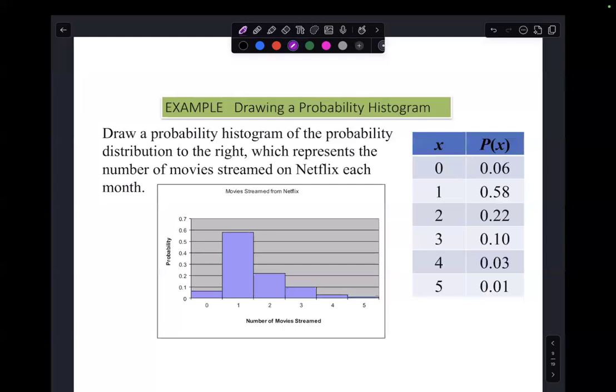So here's a normal one. This is the number of movies streamed. So take a look here. Instead of relative frequency, it says probability. It's the same thing. Probability and relative frequency have the same meaning. And I just created a lovely little histogram here. Any questions so far? It's not super new information.